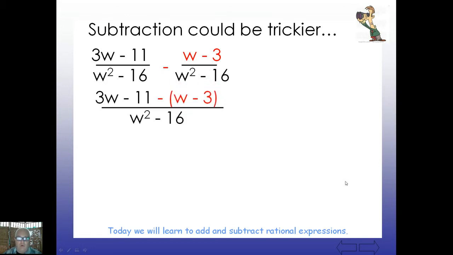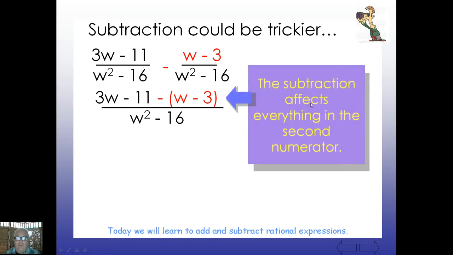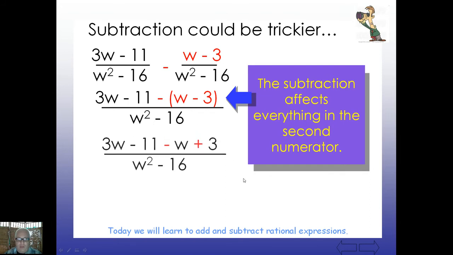So notice, we'll go ahead and use the common denominator and combine the numerator here. And recall what happens. The subtraction affects everything in the second numerator. Do you remember what that was called? That funny word? The subtrahend. Subtrahend is what this piece here is called. Now, let's go ahead and distribute that negative sign through. The opposite of positive w is negative w. The opposite of negative 3 is positive 3.